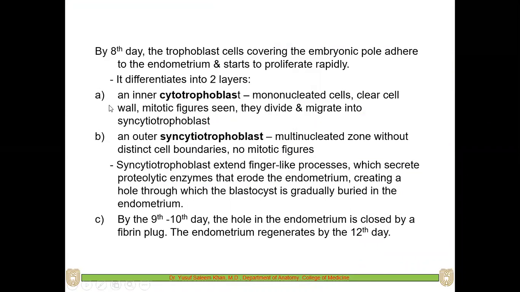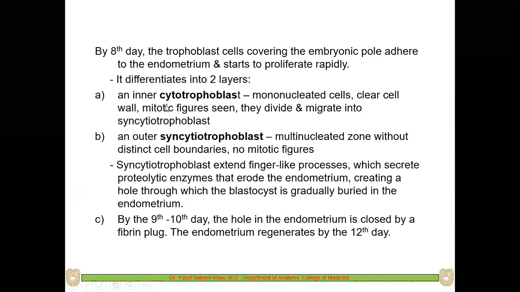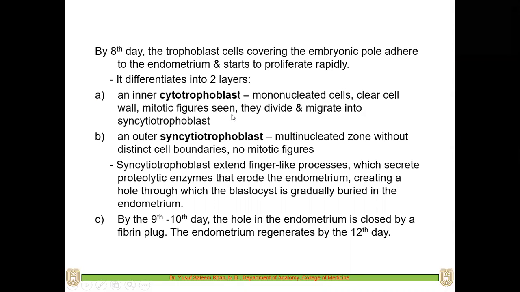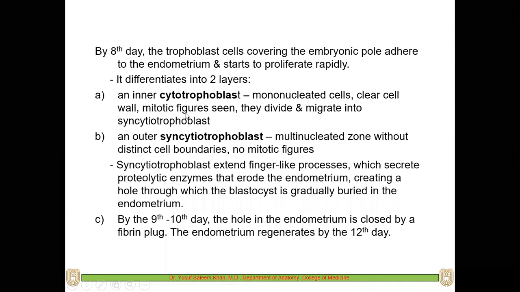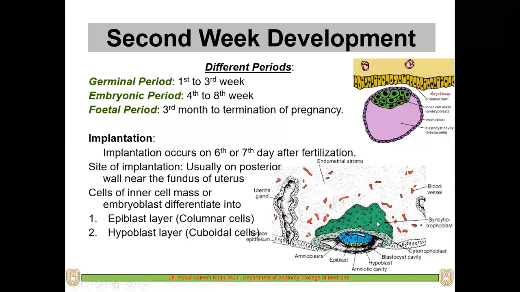So they differentiate into two layers, and the inner cytotrophoblasts are mononucleated. Mononucleated means with a single nucleus. Clear cells, clear cell wall, you can see the wall easily. So each cell can be seen with a nucleus and a wall around it. Then mitotic figures can be seen, which indicate they are dividing. They divide and migrate into the syncytiotrophoblast. So they keep dividing and they move into the syncytiotrophoblast to make it a bigger layer.